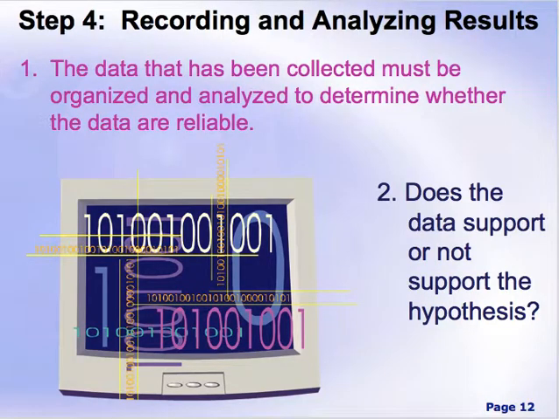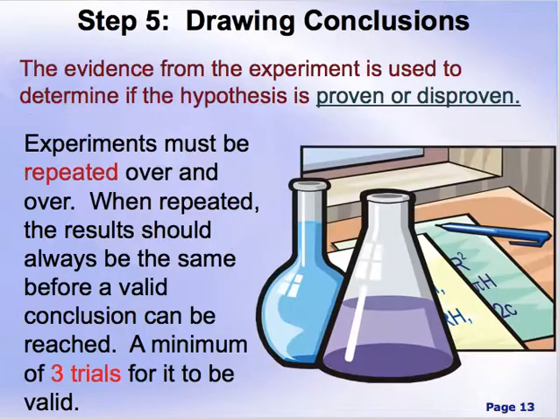The data has to be collected and must be organized and analyzed to determine whether the data are reliable. Does it support it or does it not? It's important to get accurate accounts of your data because you want it to be exact measurements. You want it to be as precise as you can so that if some other scientist comes in, they can redo the exact lab and you might come up with some similar data if you've done it correctly.